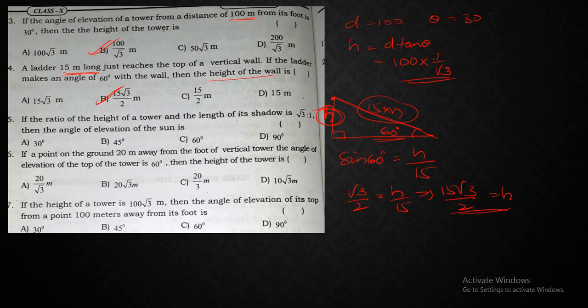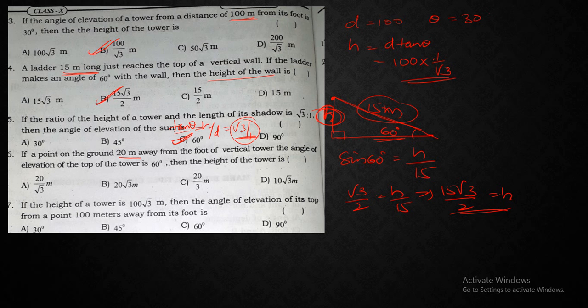Next, if the ratio of the height of the tower and length of its shadow, h by d, is equal to root 3 by 1, then h by d is nothing but tan theta. Clearly tan becomes root 3 when it is 60 degrees, so the answer is 60.